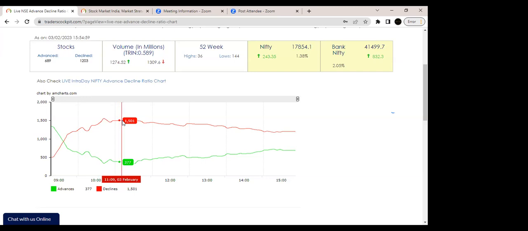Sorry, yes, the sentiment is negative. What I will do, I'll go for the short trade instead of long. So I will take the probability of going short as higher than the probability of going long. That is how we understand the market direction.